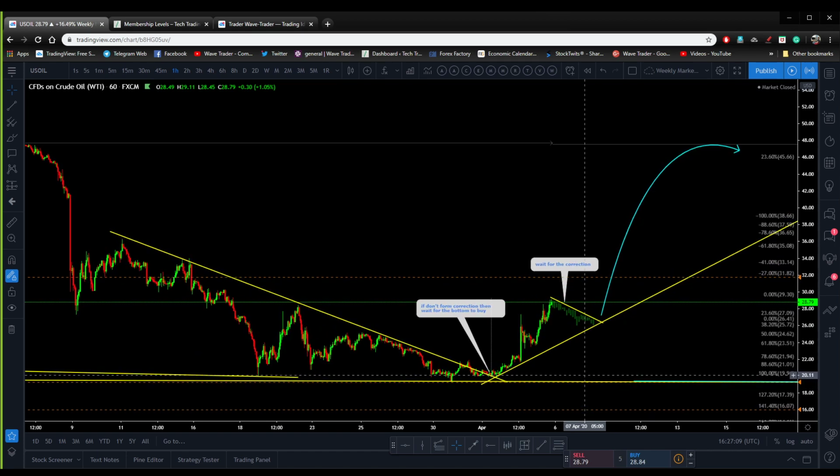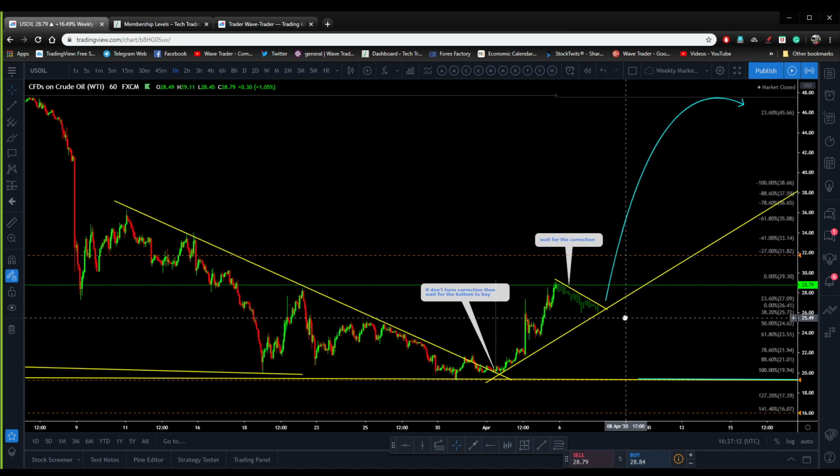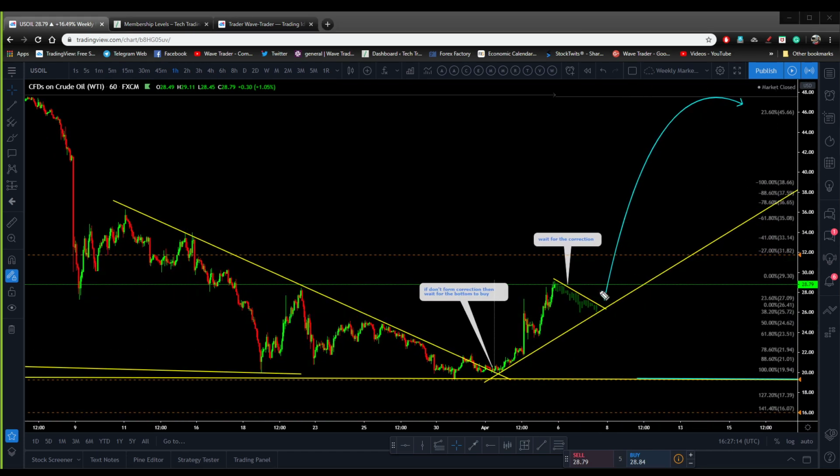Okay, so correction to form for next week. There is an OPEC meeting on Thursday. So at the OPEC meeting they may reach a decision and cut the oil production. Okay, on Thursday.